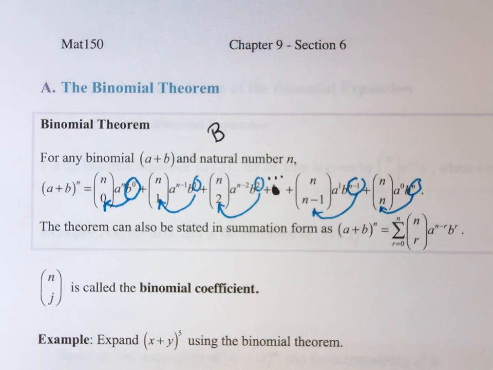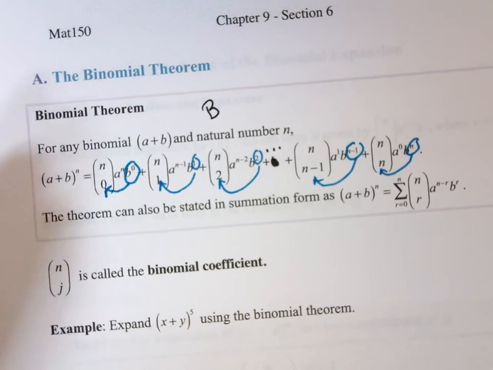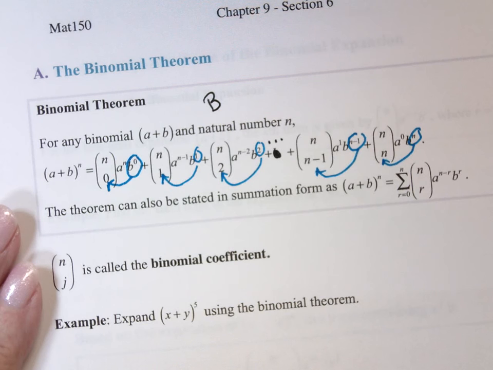So it can be stated in summation form as the sum from r equals 0 to n of n choose r, a to the n minus r, b to the r, where n choose j is called the binomial coefficient. So here we go. You're going to see what a mess this is without Pascal's triangle. Pascal's triangle would make this so much easier.